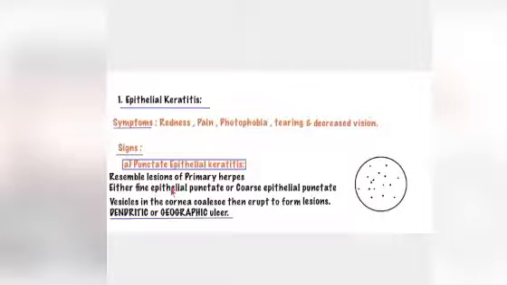It is either fine epithelial punctate or coarse epithelial punctate. The epithelium will have either fine punctate lesions or coarse ones, which are harder than the fine. The ulcer can be both fine or coarse. It differs. And the vesicles in the cornea coalesce, combine, and then erupt to form lesions.